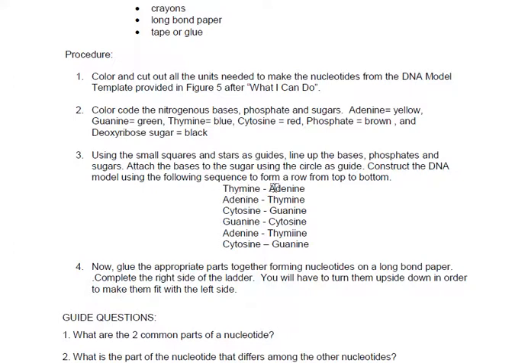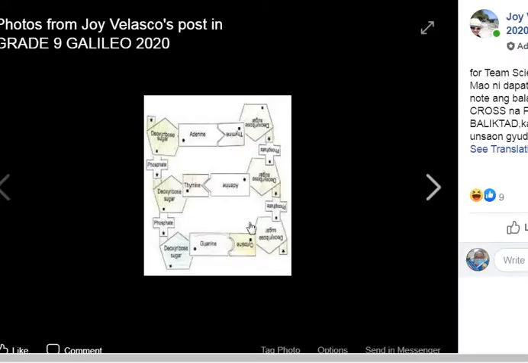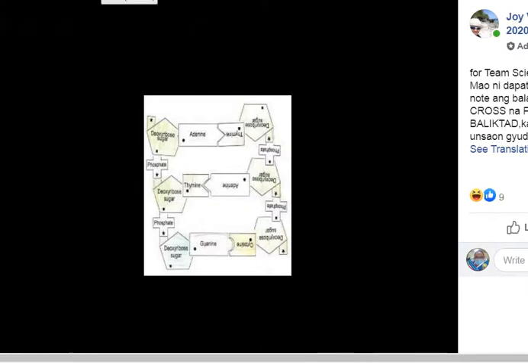So, thymine, adenine. Adenine, thymine. Cytosine. Again, they are partners. Complementary. So, T's partner is A, and A's partner is T, C and G, G and C. That is how they will look. Now, glue the parts together forming nucleotides on a long bond paper. Complete the right side of the ladder, and you have to turn them upside down in order to make them fit the left side. Let me show you what it should look like. So, this is a sample. Again, the cutouts are on page 8, copy them, color them, and turn them around so that they all fit.